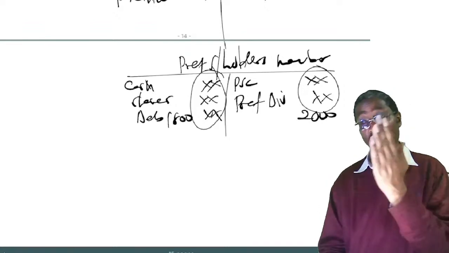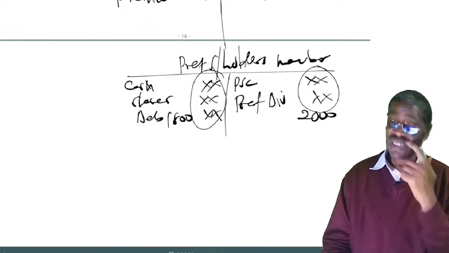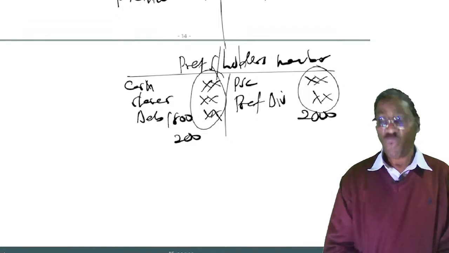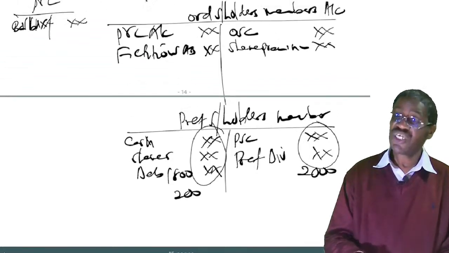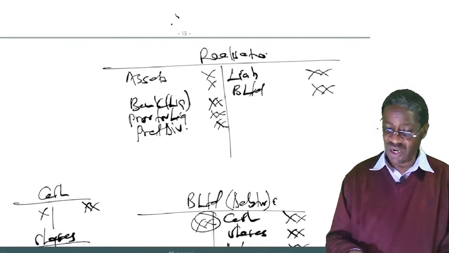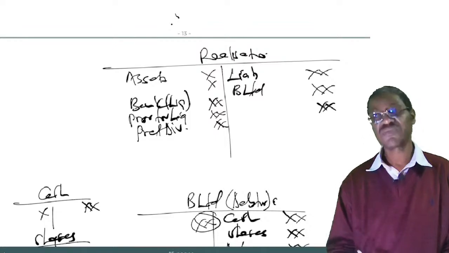We owe them $2 million on the credit. We have paid them only $1.8 million. There's a gain of $200. Where do you take that gain? We said you take it to the realization account. Remember, we are selling our business. We bring it to the realization, whatever it is.